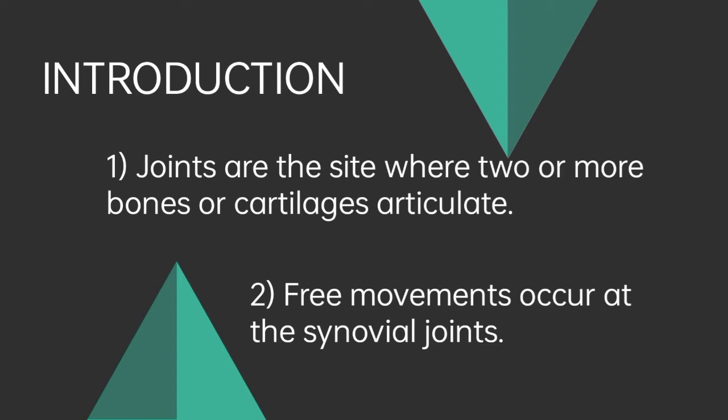Like the elbow joint is formed by the humerus, radius and ulna: distal humerus, proximal radius and ulna. So when two or three structures articulate or join, they form a particular type of joint. Free movement occurs at the synovial joints.